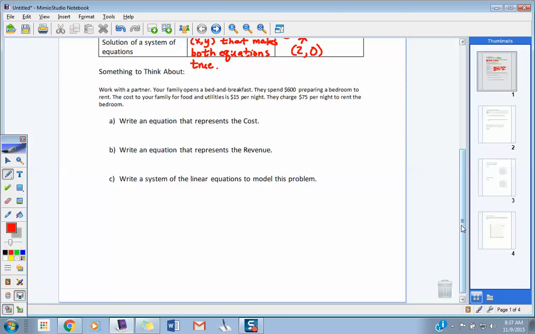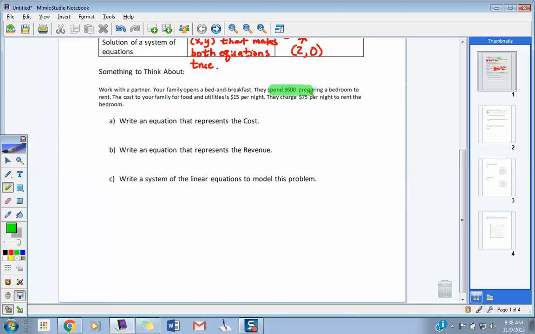Guys, right here it says that we open a bed and breakfast. In order for us to open a bed and breakfast, how much money do we have to spend preparing a room? $600 preparing a bedroom to rent. All right. So then the cost to your family for food and utilities is $15 per what? Night. Okay, $15 per night. I'm going to go ahead and just do something here. You guys agree that $600 is like a cost to us if we're running this business, don't you?